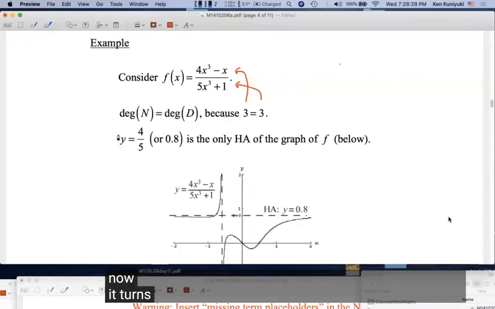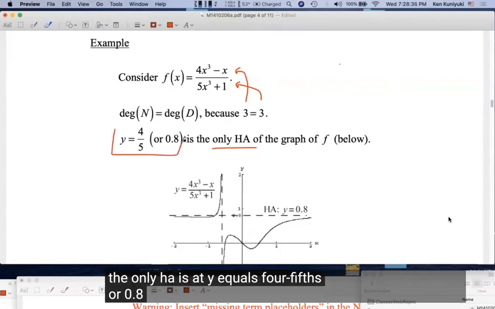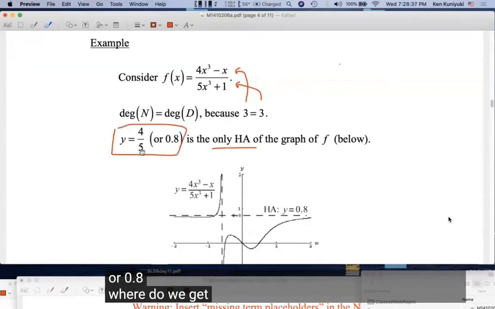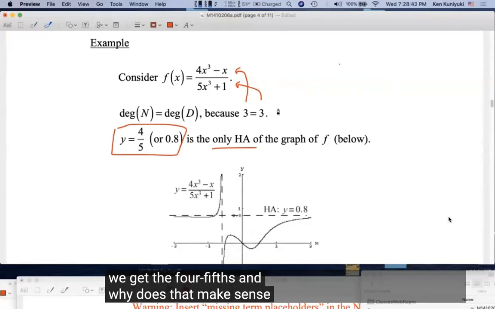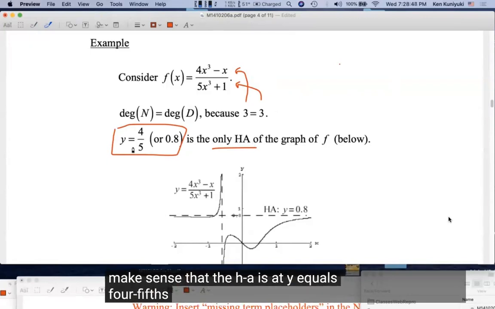Now, it turns out that there's an HA. The only HA is at y equals 4/5, or 0.8. Where do we get the 4/5? And why does that make sense? Why does it make sense that the HA is at y equals 4/5?